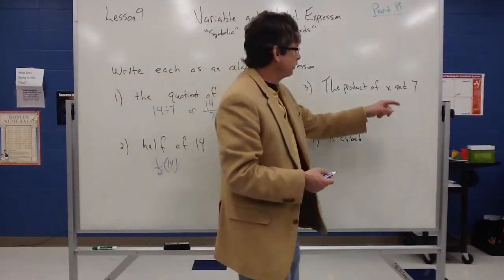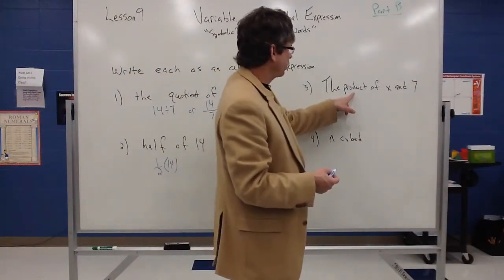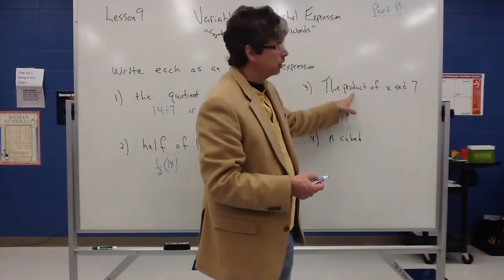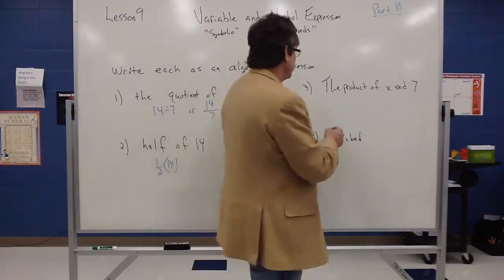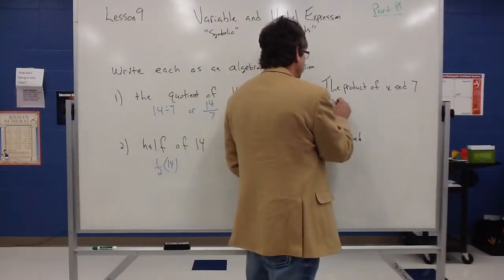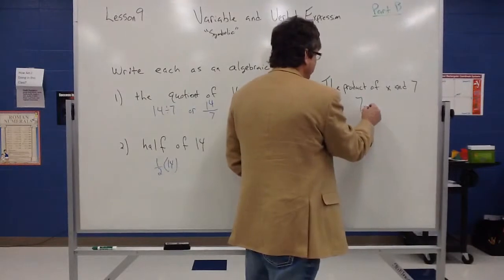The product of x and 7. Again, the word product implies multiplication. So the product of x and 7 would mean x times 7. But more commonly we write that as 7x.